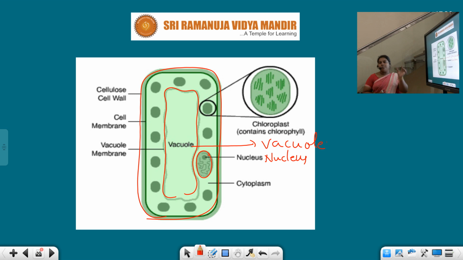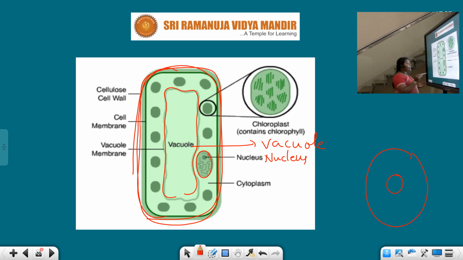But in the case of the animal cell, the nucleus is present at the center. See, for example, this is the animal cell. The nucleus is supposed to be present at the center. But in the case of the plant cell, it is present towards the peripheral region of the cell. Understand?